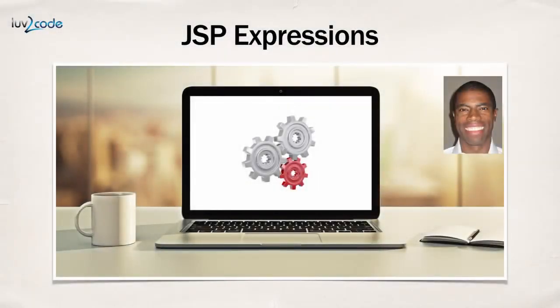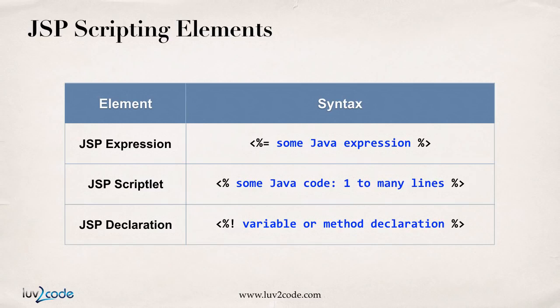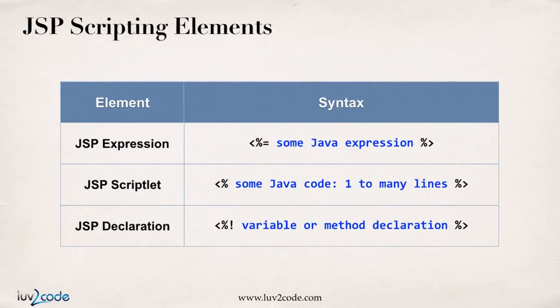Hello! In this video, we're going to learn how to use JSP expressions. So in JSP, there's actually different types of scripting elements. There's three actually: JSP expressions, JSP scriptlets, and declarations. Now, what we'll do is we'll have a deep dive on each one of these topics in separate videos, but I wanted to give you just an overview real quick.